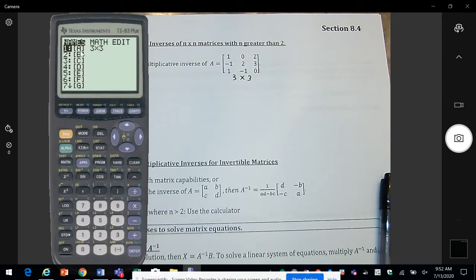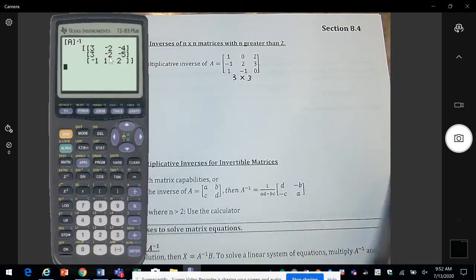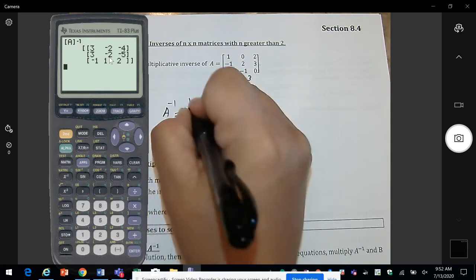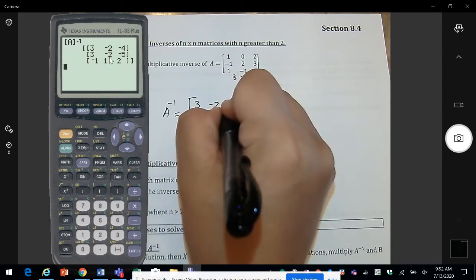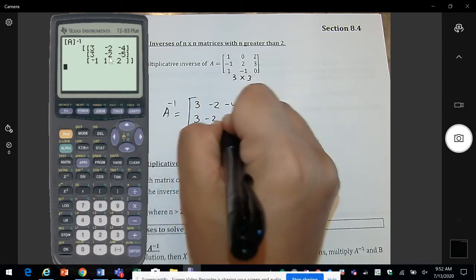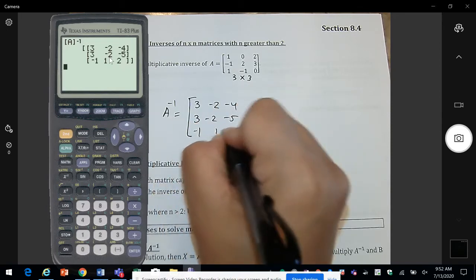Now I want to do some math with this matrix. I want to use A, so I just press enter, and it comes to your screen. To find the inverse, you're going to use this X inverse key. I'm going to click it, press enter, and so that would be your inverse. So my inverse is 3, -2, -4, 3, -2, -5, -1, 1, and 2.